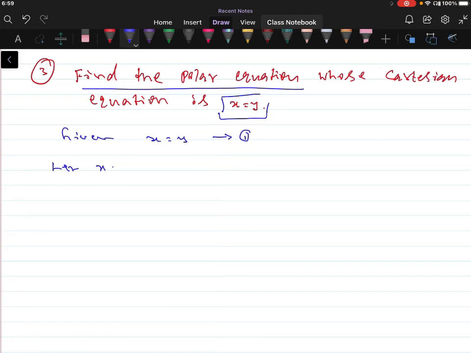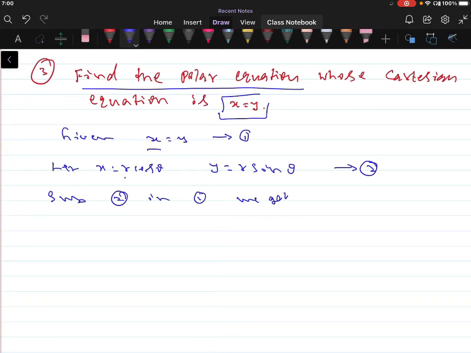Let x is equal to r cos theta and y is equal to r sin theta, all are the Cartesian coordinates in terms of polar. So let us call this equation 2. Substituting equation 2 in 1, we get y over x, where x is equal to r cos theta and y is equal to r sin theta. So r gets cancelled. So 1 is equal to sin theta by cos theta.